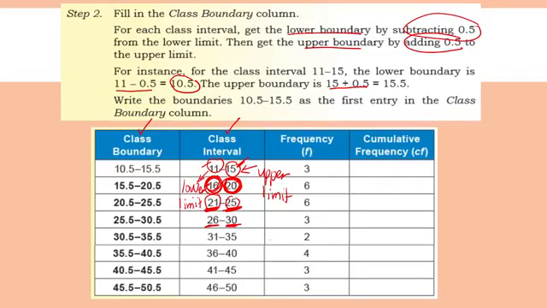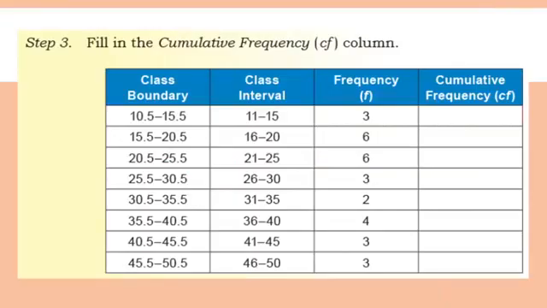So for the lower limit, subtract 0.5, and for the upper limit, add 0.5. So that is how you get the class boundaries. Is step number 2 clear? Yes. Okay, let's proceed to step number 3. Step number 3 is simply to fill in the cumulative frequency, the CF.